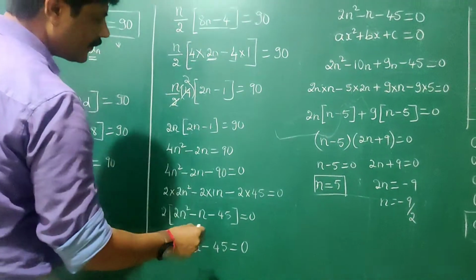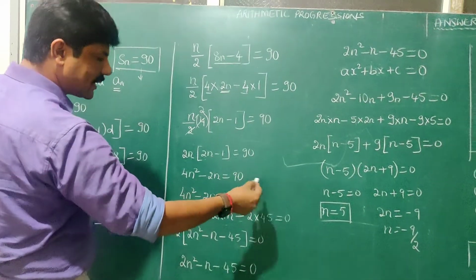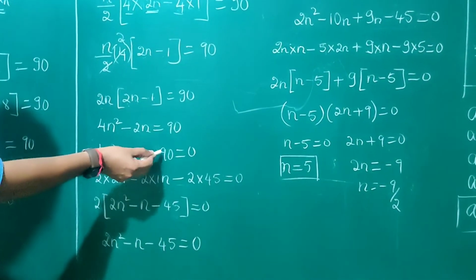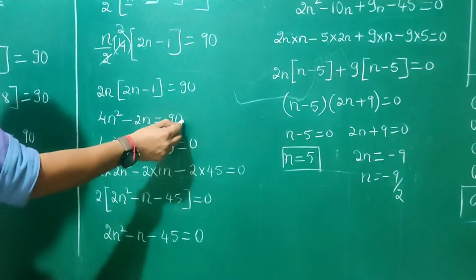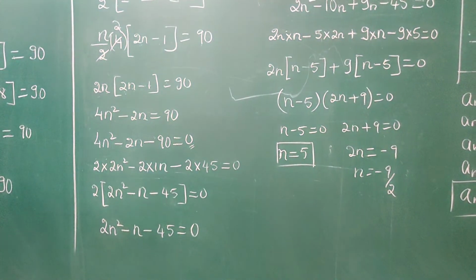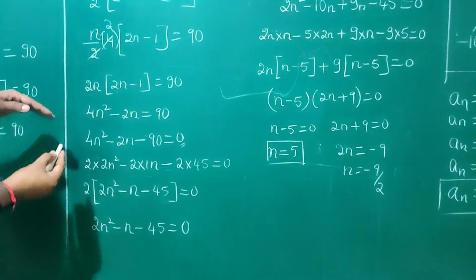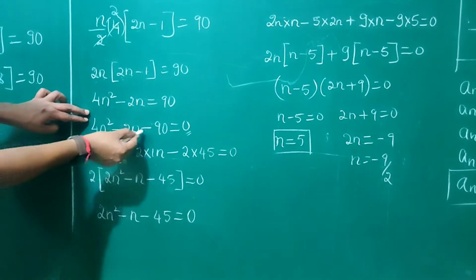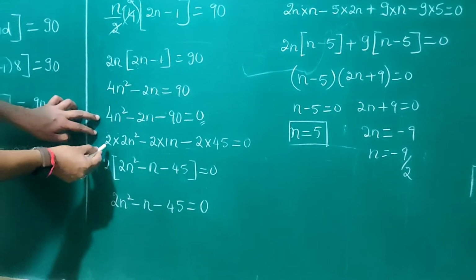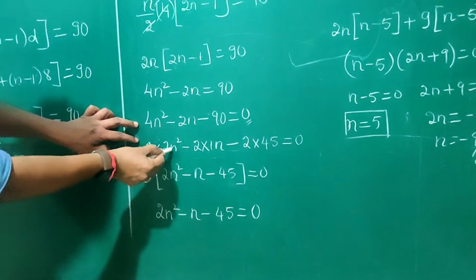After adding minus 90 on both sides, you will get 4N square minus 2N minus 90 is equal to 90 minus 90, so minus 90 gets cancelled, 0 remains. Now again, as you can see here, these are all multiples of 2. Therefore, 4N square is written as 2 into 2N square.